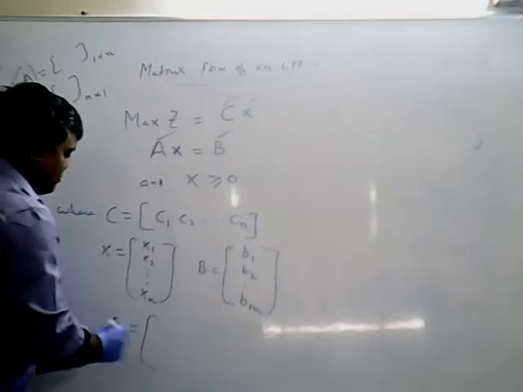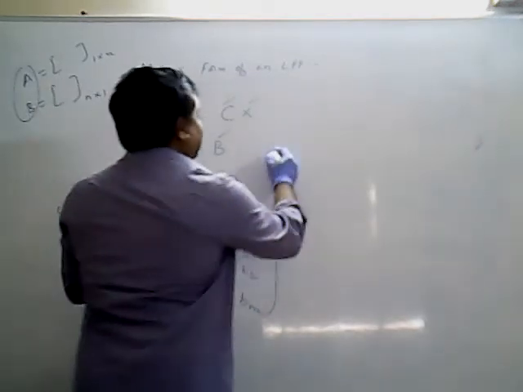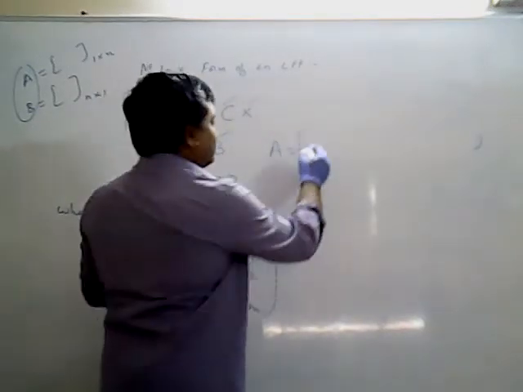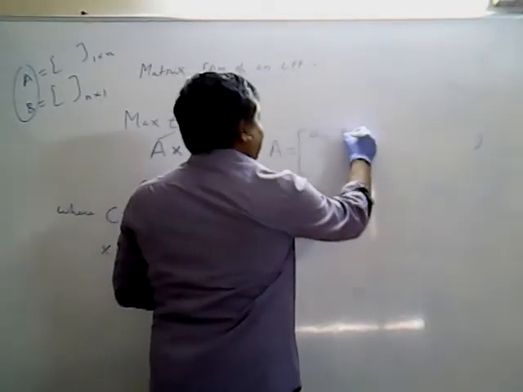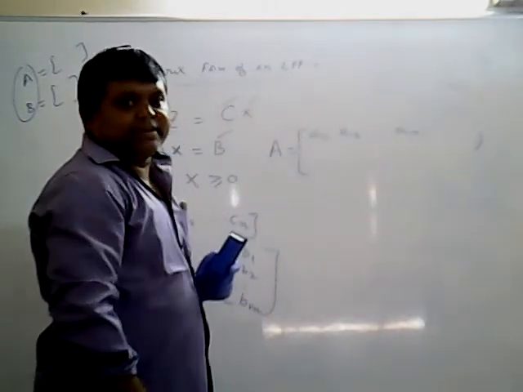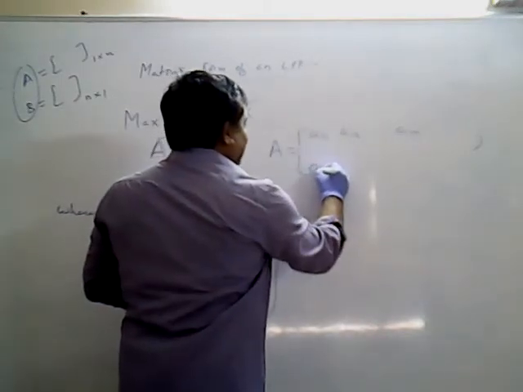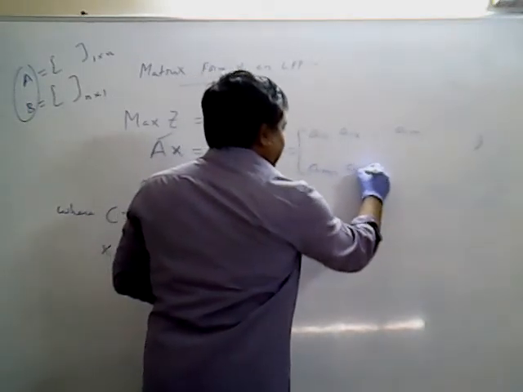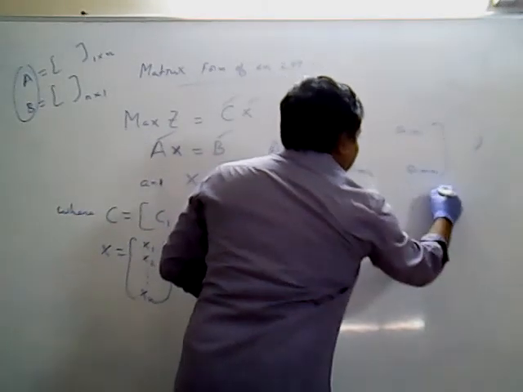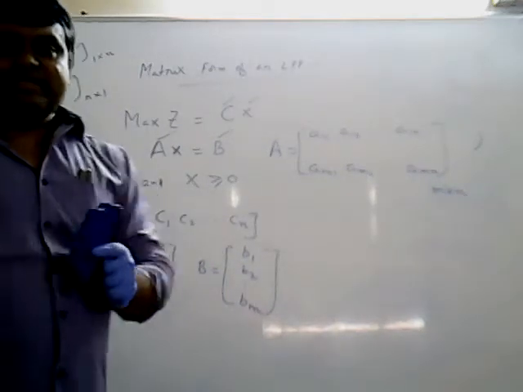What are the coefficient values? I will write the A matrix here. The A matrix in general form is A11, A12, the coefficient values, so on up to A1n. And what are the last values? Am1, Am2, so on, Amn. And this is an m by n matrix. The A matrix is an m by n matrix.